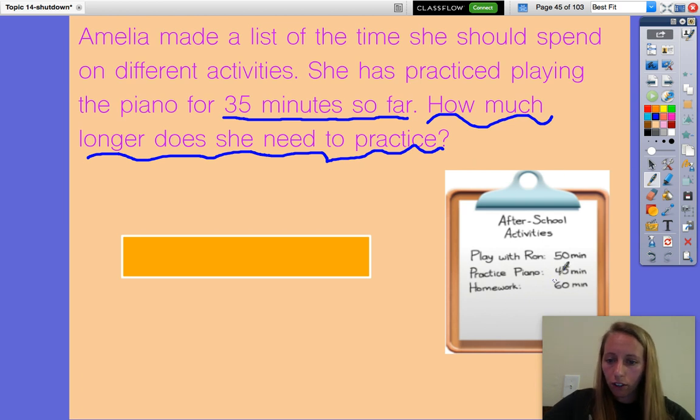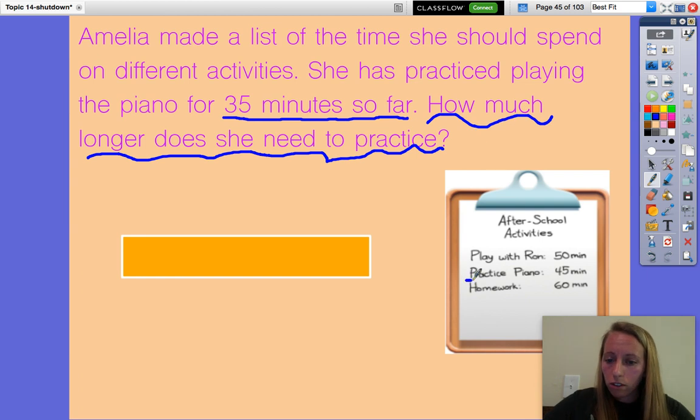So here's all of her activities, her after-school activities. It says play with Ron for 50 minutes, practice piano for 45 minutes, and homework for 60 minutes. Okay, so the question is asking how much longer does she need to practice? Practice what? Let's go back to the question and look at it a little bit deeper, right? It says Amelia made a list of the time she should spend on different activities. She practiced playing the piano for 35 minutes so far. How much longer does she need to practice?